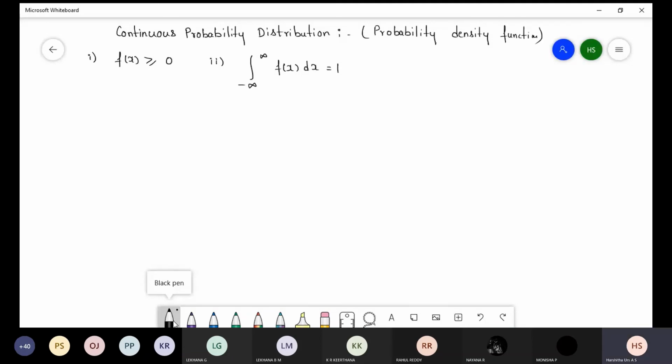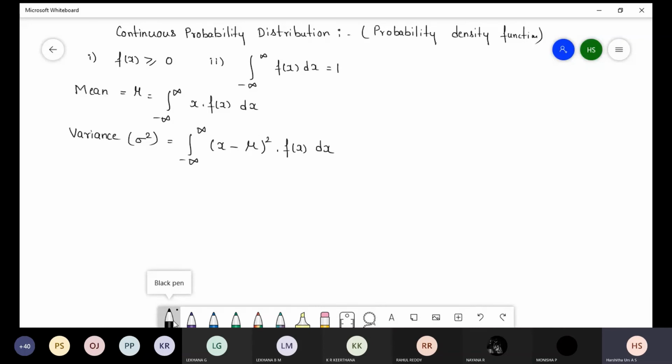Here also we study about mean and variance. Mean formula is minus infinity to infinity x into f of x into dx. Next, variance. Variance means sigma square. Here minus infinity to infinity x minus mu whole square into f of x into dx. Just note down the formulas.